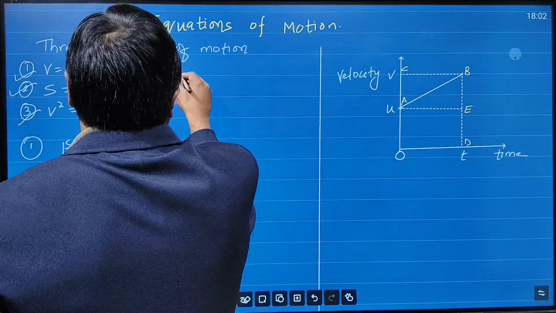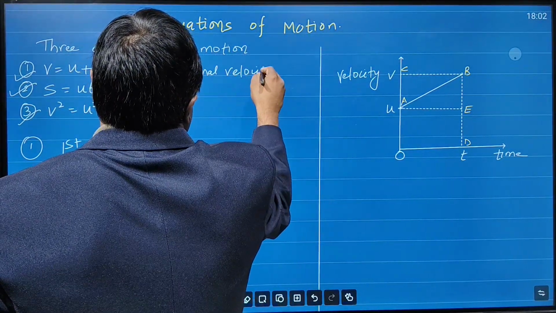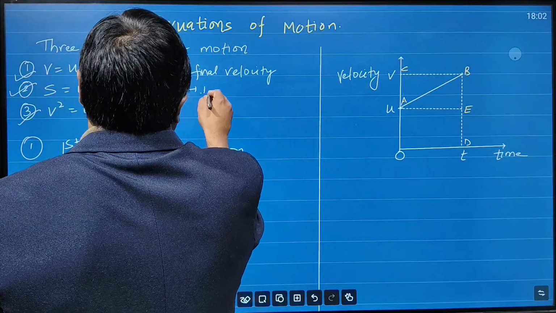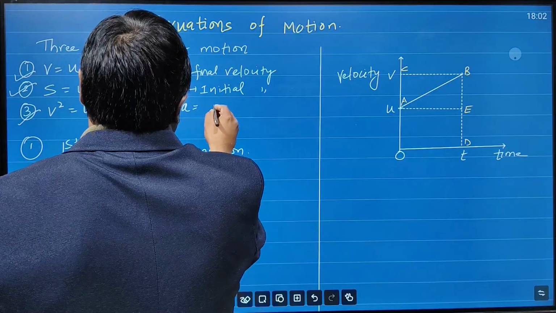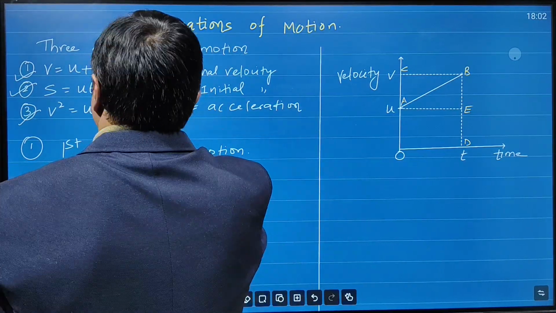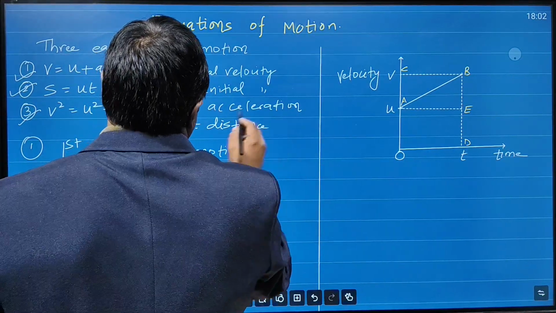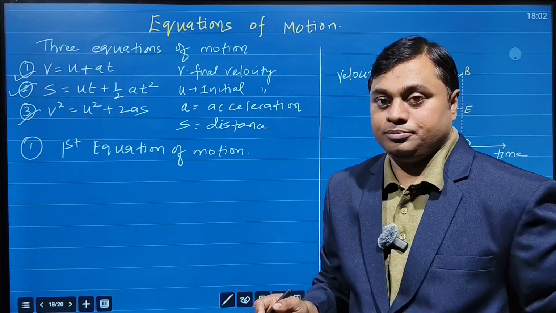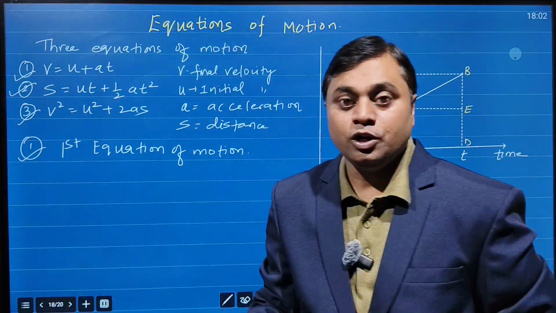the final velocity, u is the initial velocity, a is the acceleration, t is the time, and s is the distance traveled. So we are going to learn the first derivation, the first equation of motion.